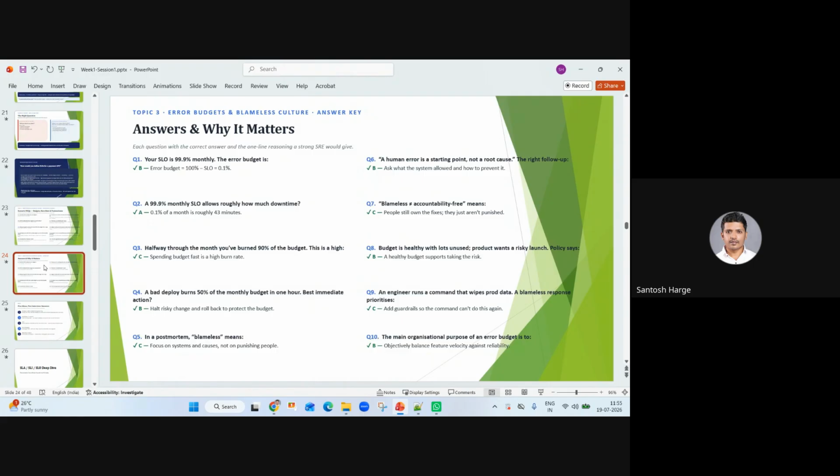Question number six, a human error starting point is not the root cause. The right follow-up is to ask the team questions like why the system allowed it and how can we prevent that in future.